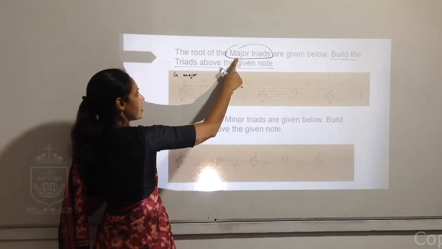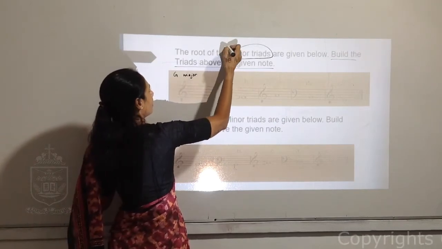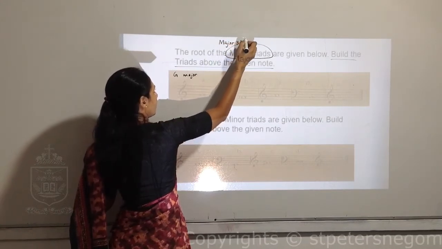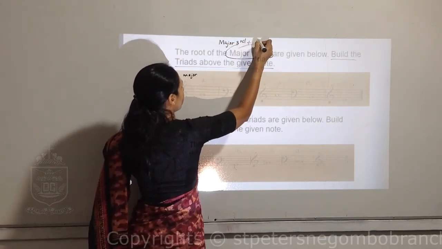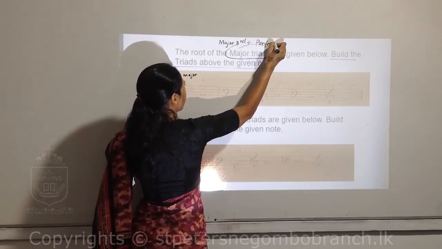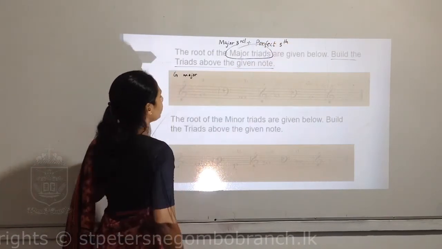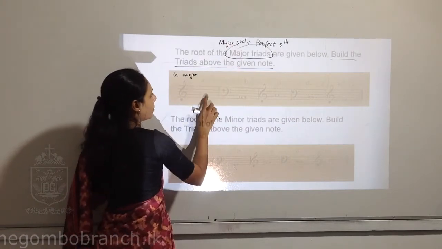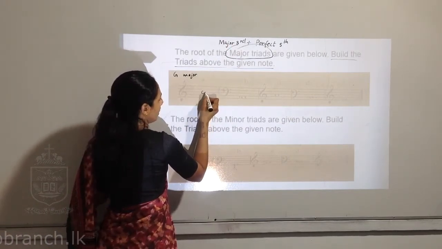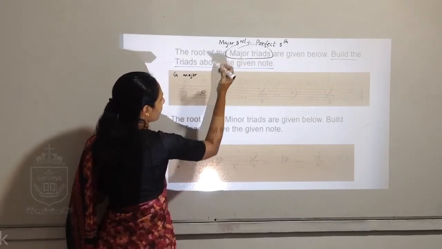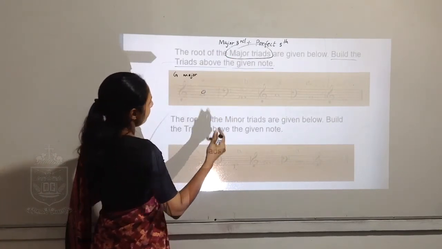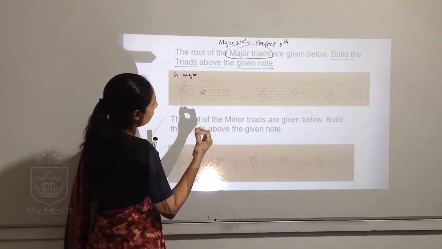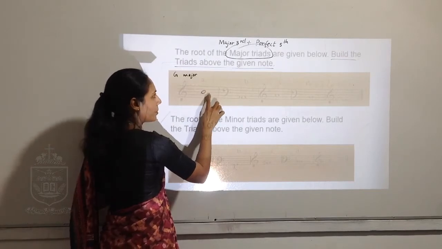When you are forming major triad, you have to follow this: major third plus perfect fifth. This is your first note, G. Third, 1, 2, 3. This is your third note. And we'll check from here to here, major third, G, G, A, B. And we'll check the semitones also. G, G sharp, A sharp, B. There are 4 semitones, so the second note is correct.